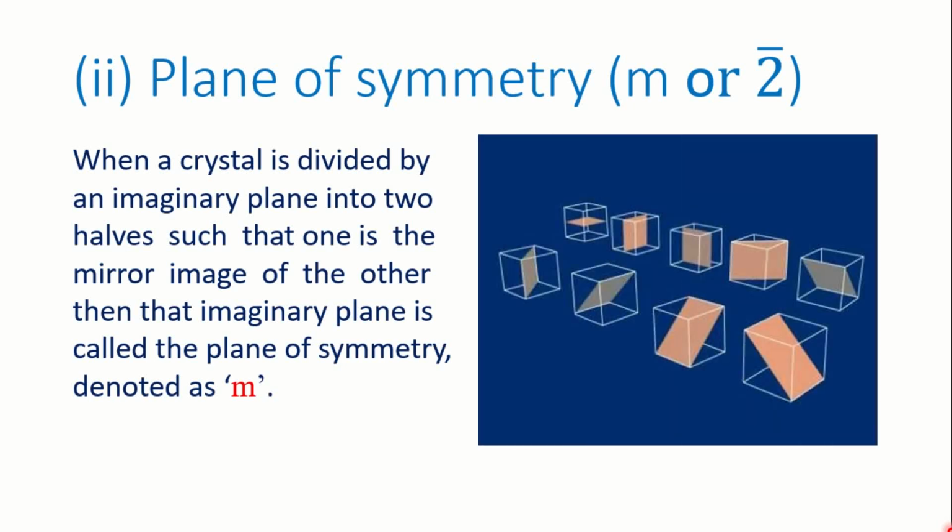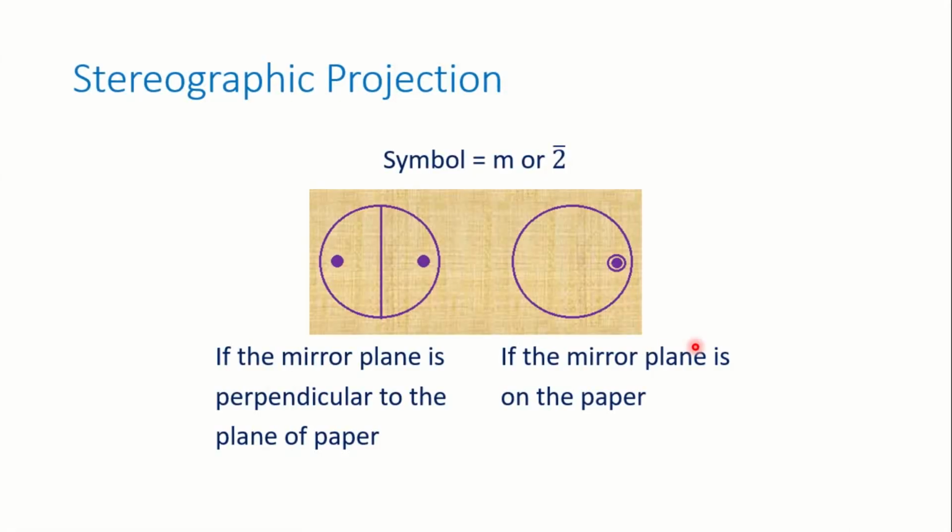So this is the picture of a cube, and we have 9 sets of pictures here, and each cube has a different type of plane of symmetry. You can see that these colored planes are the planes of symmetry, and through this plane, if you take the mirror image, the same portion is repeated. So this cube can have 9 types of planes of symmetry, and the stereographic projection is like that.